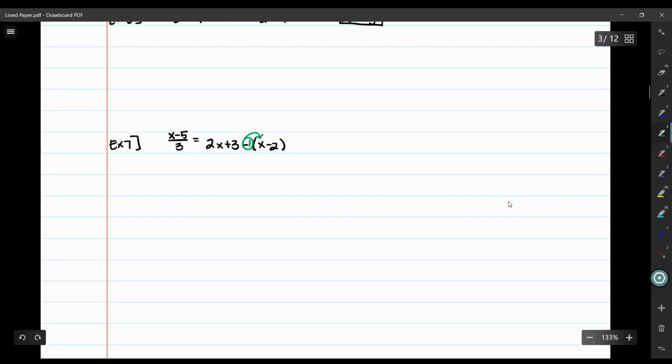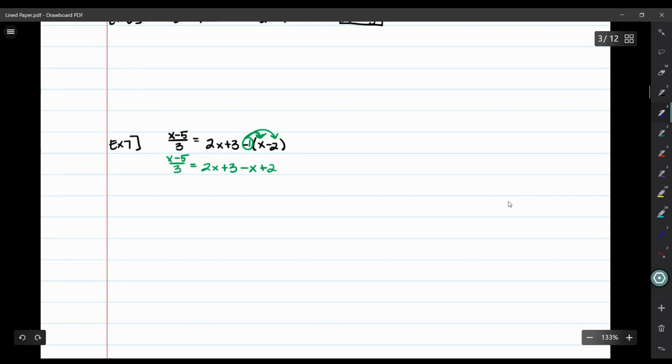So we're going to distribute 1 into the parentheses. So we're going to keep x over 5 all divided by 3 equals 2x plus 3. And now we're going to distribute. So negative 1 times x makes negative x. And negative 1 times negative 2 is a positive 2.